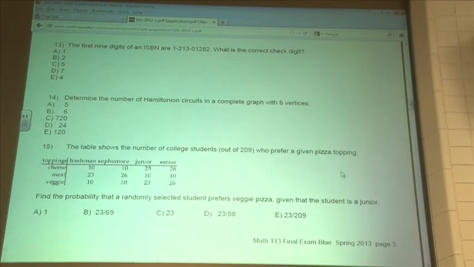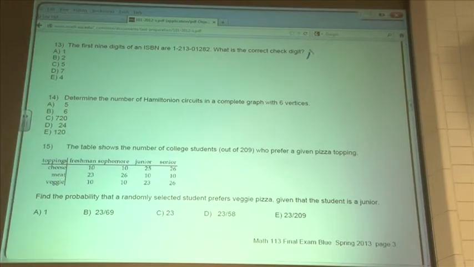Number 13. The ISBN stuff was on page 53 of your lecture notes. So remember, you could have an ISBN question, like we're about to do. There's the FedEx tracking numbers, and then there's also the UPC code. So there are 3 possibilities. Make sure you can do all 3 algorithms.